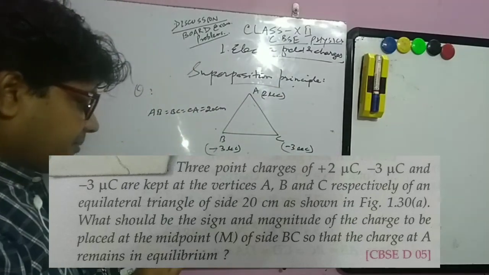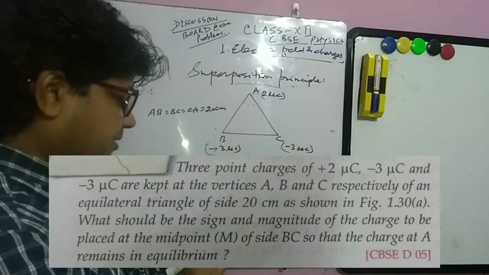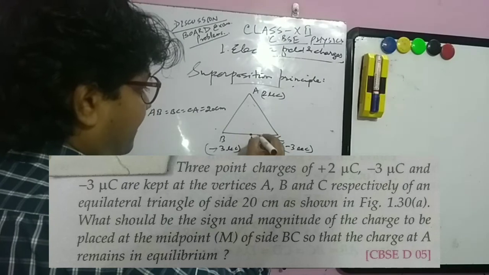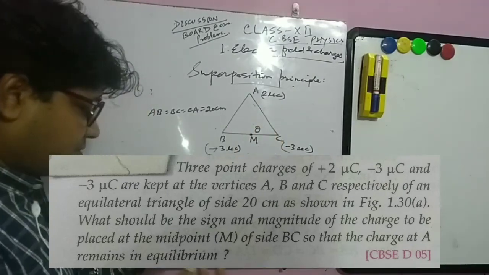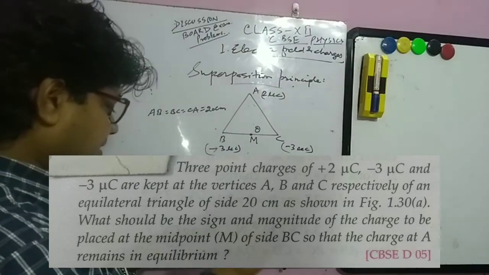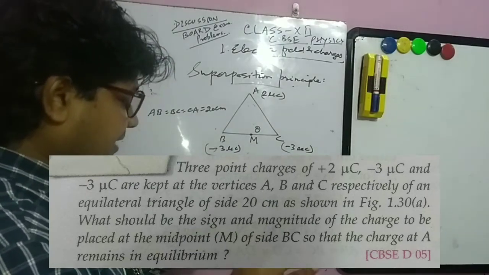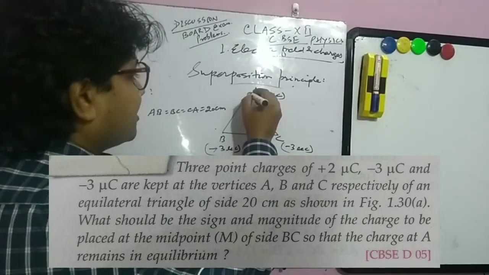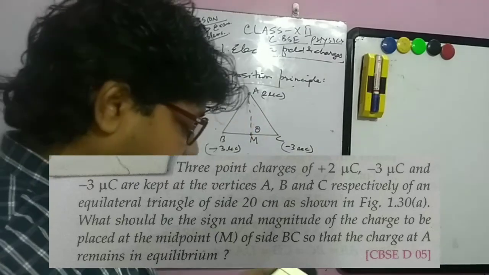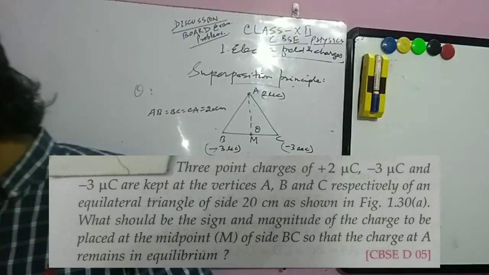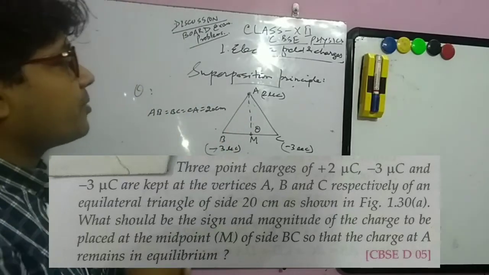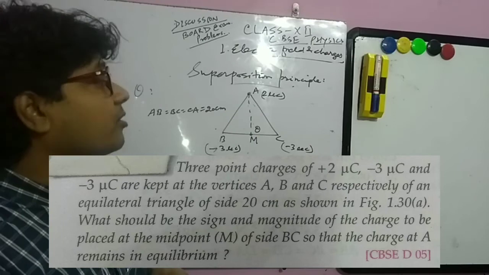What should be the sign and the magnitude of the charge to be placed at the midpoint M of side BC? So we have to place charge Q so that the charge at A remains in equilibrium. That is, the charge placed here should remain in equilibrium, and for that, what charge do we have to place here? This question is very important, a very good question. This is a data-based problem, so you will enjoy solving it even more.